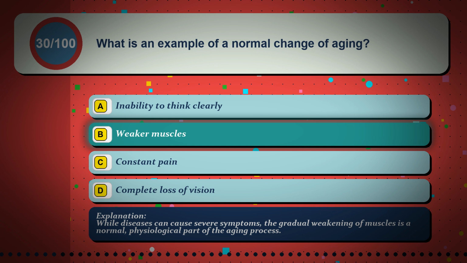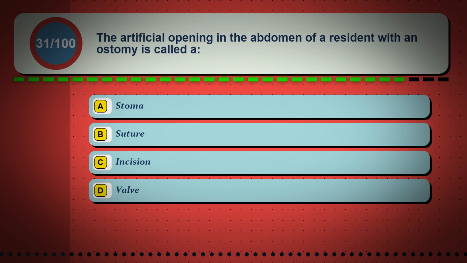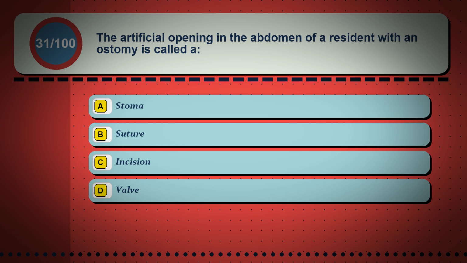While diseases can cause severe symptoms, the gradual weakening of muscles is a normal, physiological part of the aging process. Question 31. The artificial opening in the abdomen of a resident with an ostomy is called a. Option A, a stoma. Option B, suture. Option C, incision. Option D, a valve.